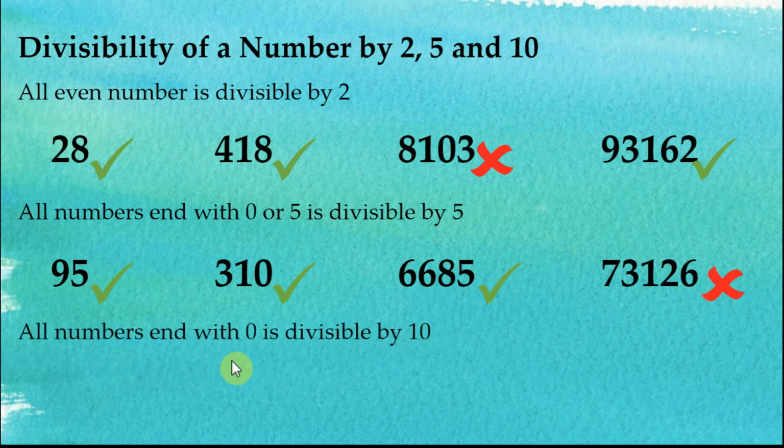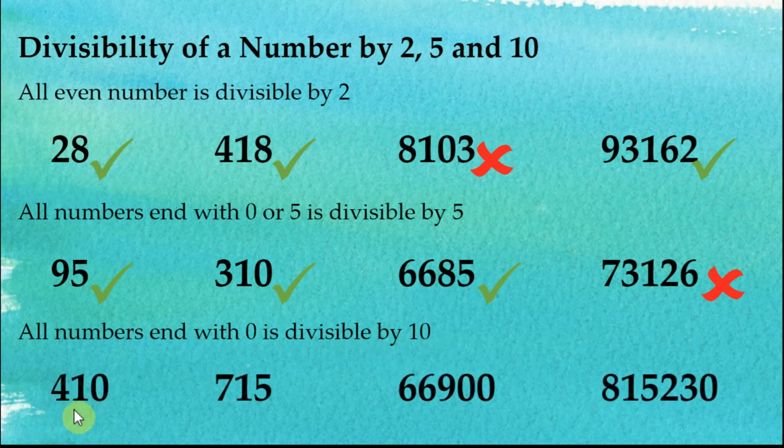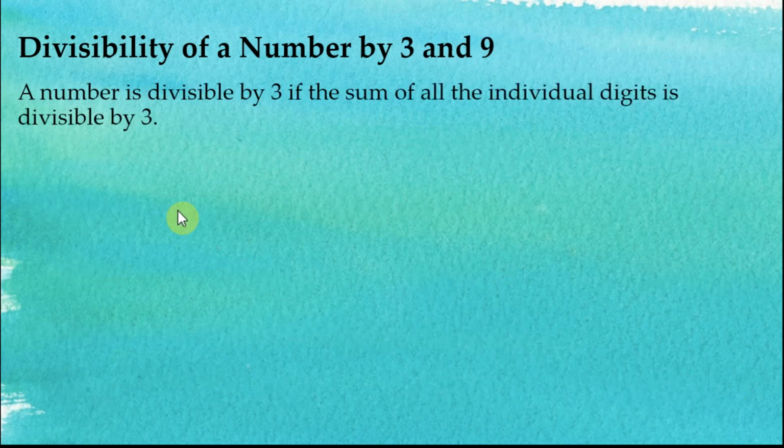All numbers that end with 0 are divisible by 10. So this number ends with 0, so it's divisible by 10. And this one ends with 5 and therefore is indivisible by 10. And these two numbers end with 0 and therefore they are divisible by 10. So this is easy. Let's continue with the divisibilities of a number by 3 and 9, and let's start with 3.